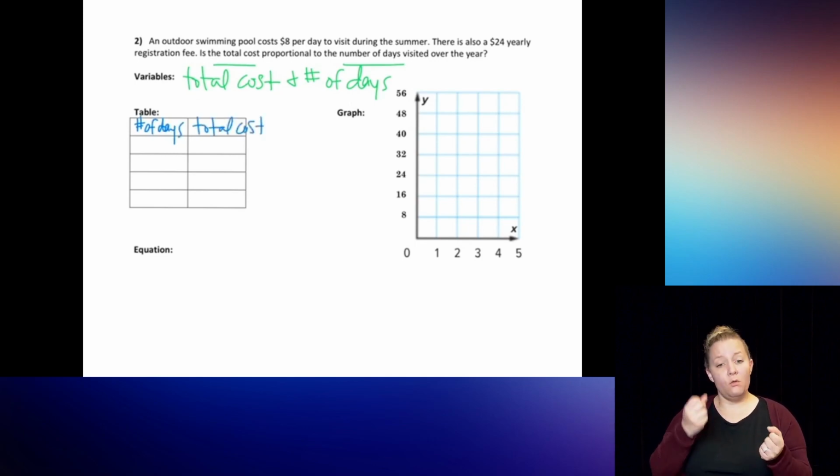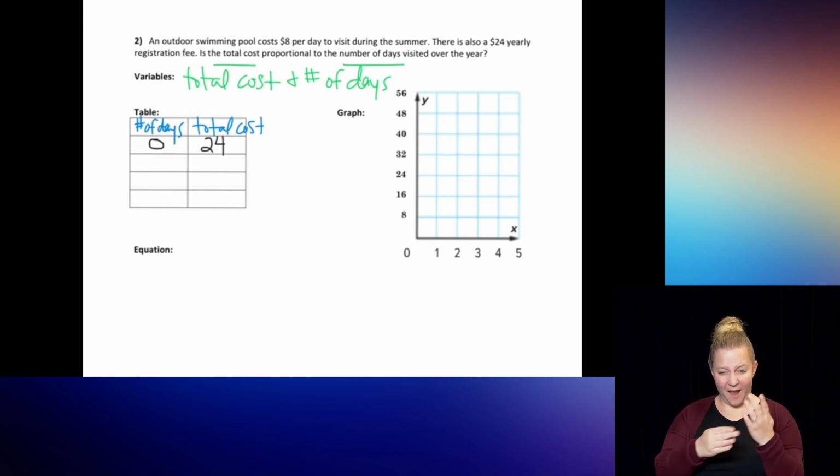So remember, we're always going to check first to see if we have the origin included. In this case, if I never end up going swimming at all, I actually have already paid a $24 membership fee or registration fee to be given the option to go. So that means my graph is not going to start at the origin. If I come over here and graph that, from 0 go up to where the 24 is, then my point would land right here. So right away, I know that my graph did not hit the origin, so that's not looking good for it being proportional.